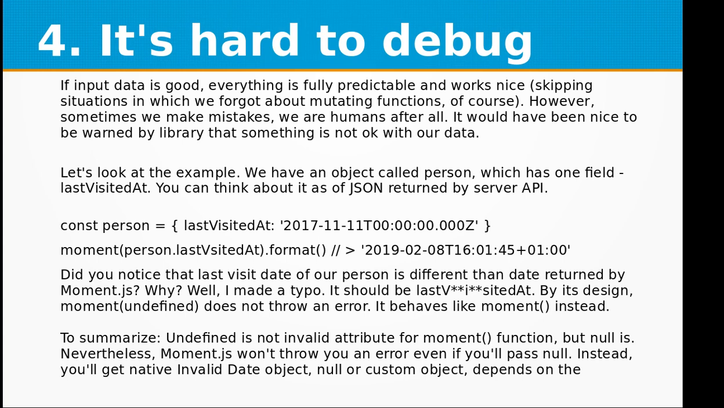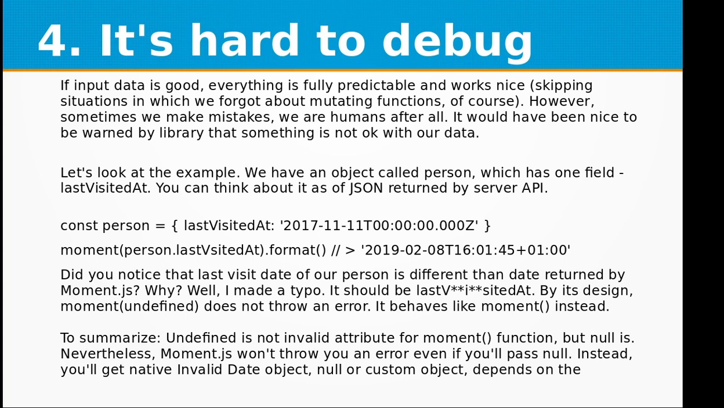We have an object called person which has one field, lastVisitedAt. You can think about it as JSON returned by a server API. So did you notice that the last visit date of our person is different than the date returned by Moment.js? Why? Well, I made a typo. It should be lastVisitedAt.